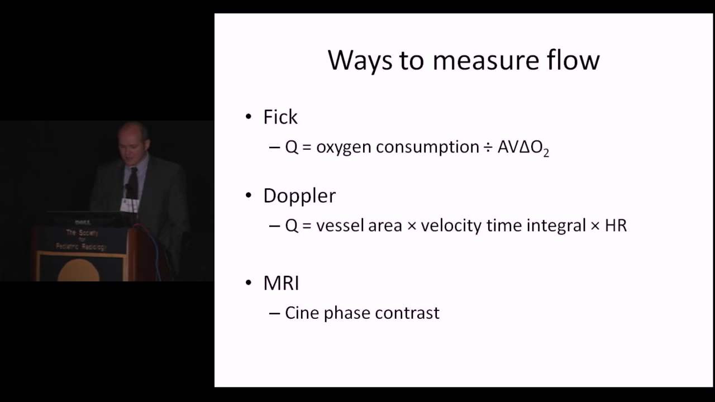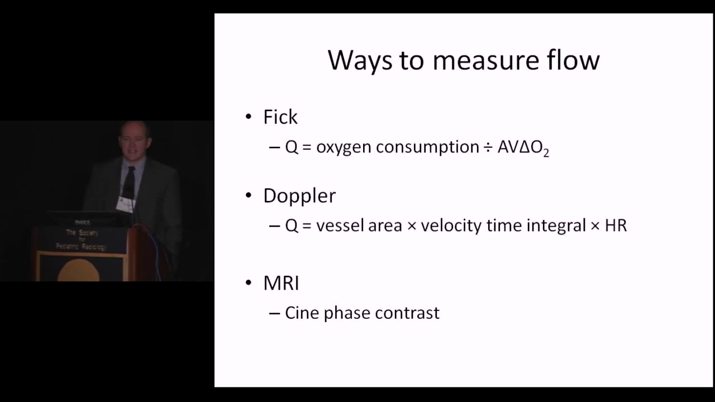So how can we measure flow? Well, the conventional gold standard is the Fick technique, which requires measurement of the difference between the oxygen concentration in inspired and expired gas to measure oxygen consumption and compare that with the difference in the arterial and venous saturations of systemic and pulmonary vascular beds. The disadvantage of that, of course, is that it's very invasive.